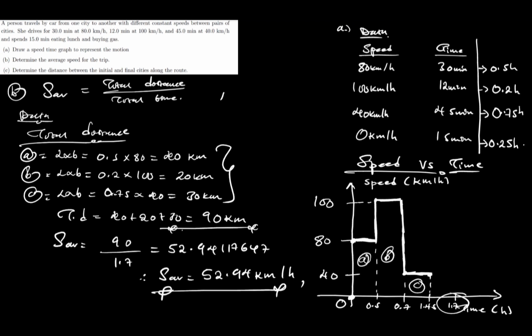Now, C is asking us to determine the distance between the initial and final cities along the route. So the distance between the initial and final cities is the total distance we just found. So we just say that the distance is equivalent to 90 kilometers.